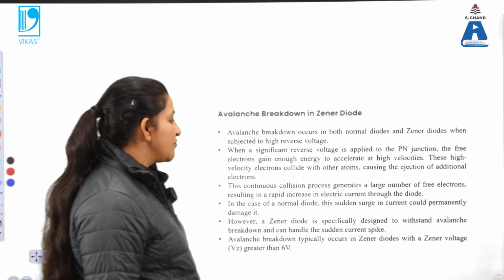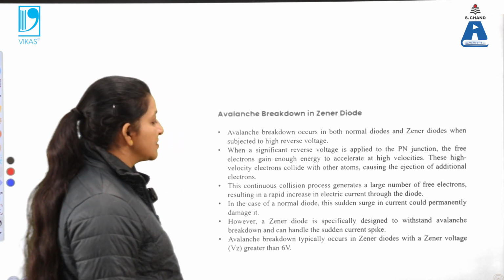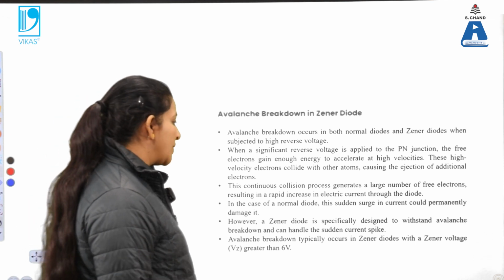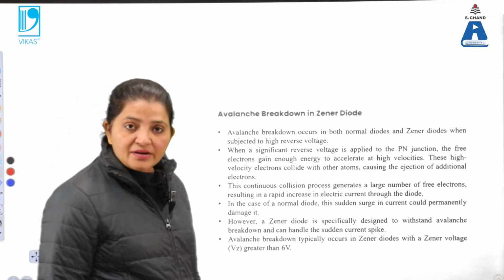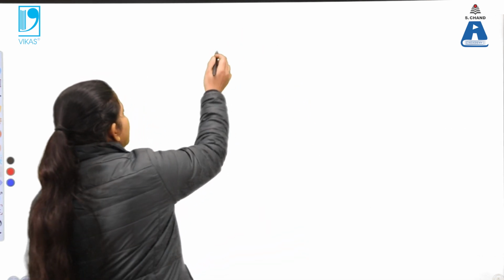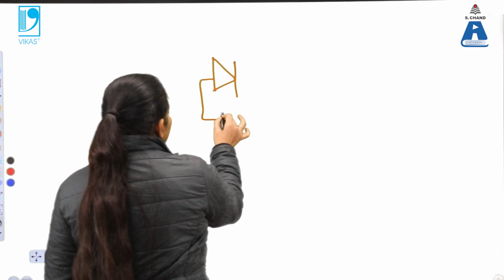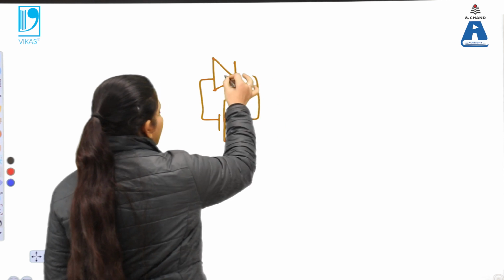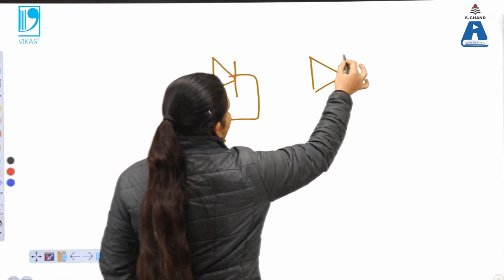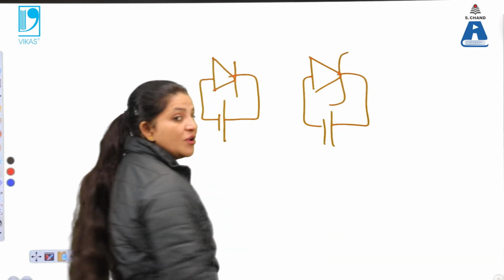However, a Zener diode is specifically designed to withstand the avalanche breakdown, and it can handle the sudden current spike. So avalanche breakdown in a Zener diode is at greater than 6 volts. So this is a difference between the Zener diode and the normal PN junction diode. Now the major difference between the PN junction diode and the Zener diode is this: the PN junction diode, when it is reverse biased, is connected to negative and positive, while in the Zener diode, voltage regulation is present.